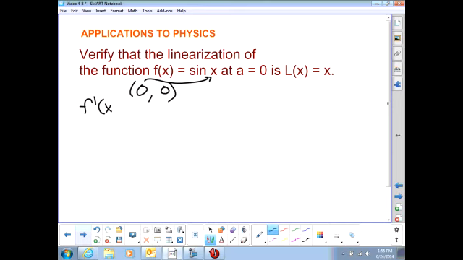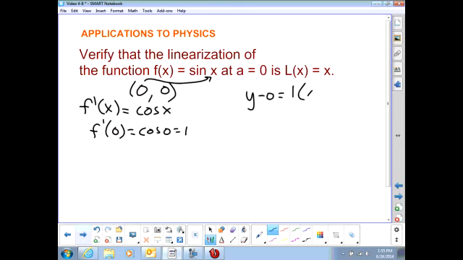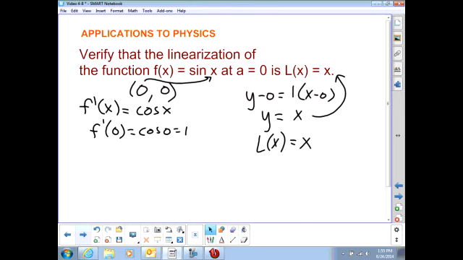When we do our derivative, f prime of x is equal to cos x, and we want to find our derivative at 0. Well, cos of 0 is just equal to 1. So we'll have y minus 0 equals a slope of 1 times x minus 0. That's just y equals 1 times x minus 0, which is just x, and that's essentially what we had here. Again, you can either call it y, or if you want to put the L of x in, that's fine as well. So this just shows that really close to 0, y equals x is a good approximation of sine.